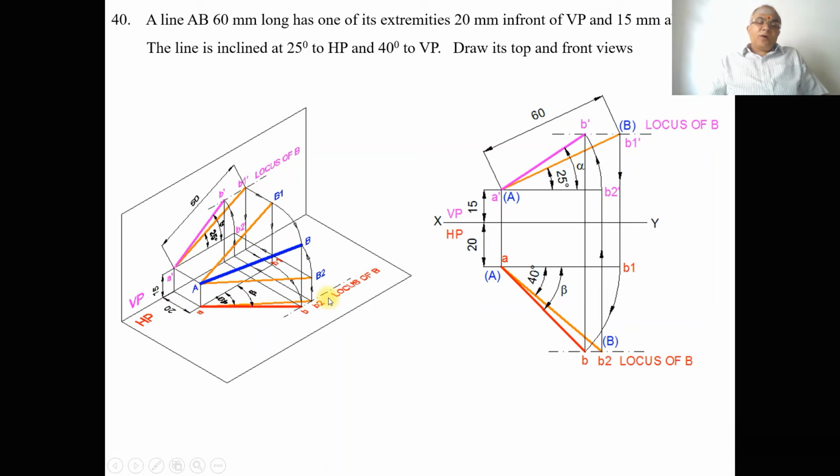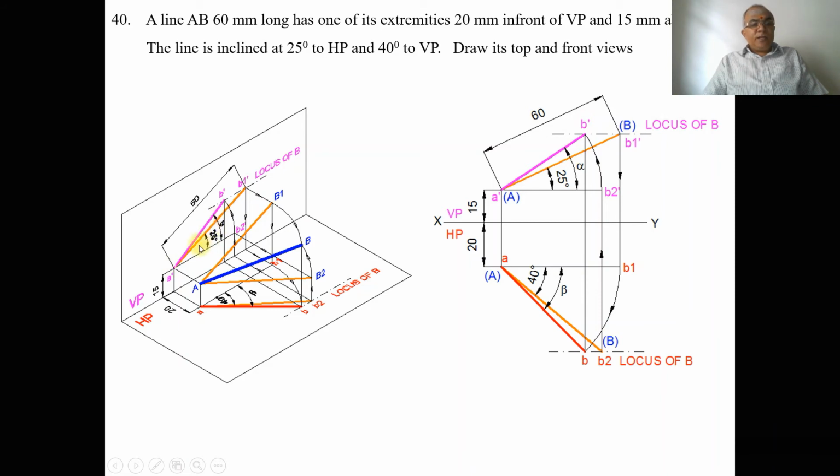Now I want to find out the front view. With A as center, taking the radius of AB2, you rotate such that B2 touches the locus of B in the front view. When you project this point, automatically it comes and touches this point B dash. So A dash is the center. Once you rotate in space, when you look from the top view, that image will touch the locus of B in the front view, so that you get this point B dash. Then join A dash B dash with a dark line.